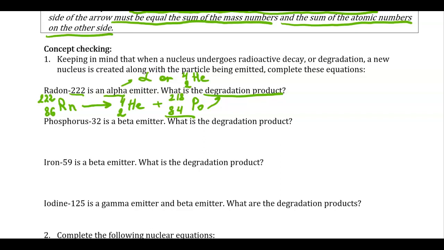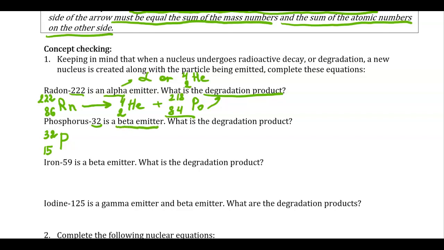Okay, let's do another one. Phosphorus 32. So phosphorus, and you already know the symbol is P. Find this symbol in the periodic table. Its atomic number is 15, and the mass number is given here. It's an isotope. So 32 mass number, atomic number is 15, beta emitter, right?